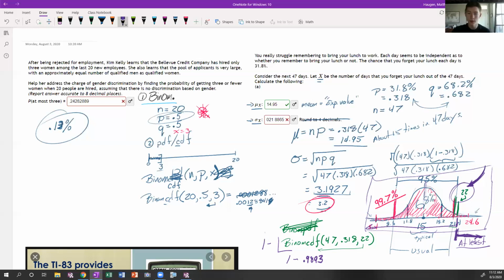Except I think if we want to include that 22, we'd have to subtract the CDF with 21, 21 or less instead of 22 or less. Oh, you're right. Look at you go today. Because we want to include the 22, right? So we would want to subtract off 21 and down so we could include the 22.